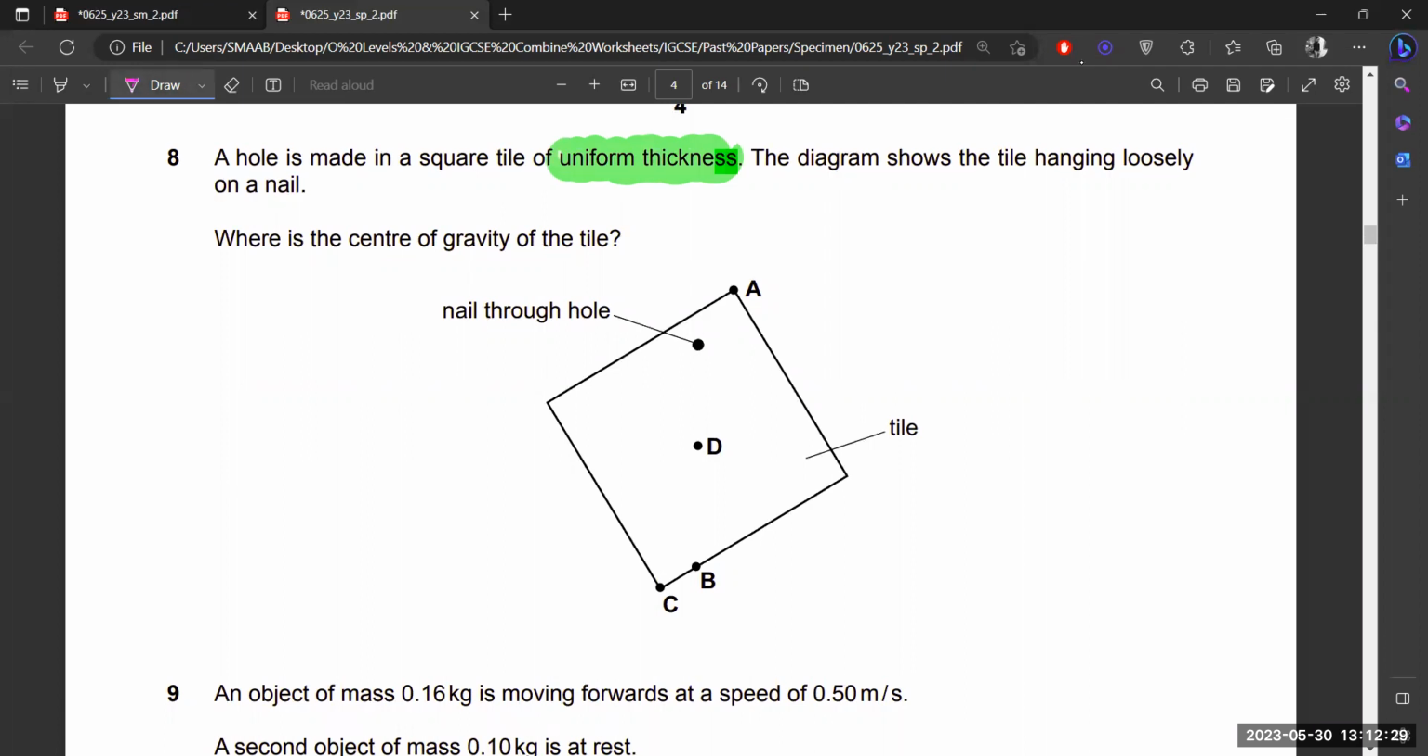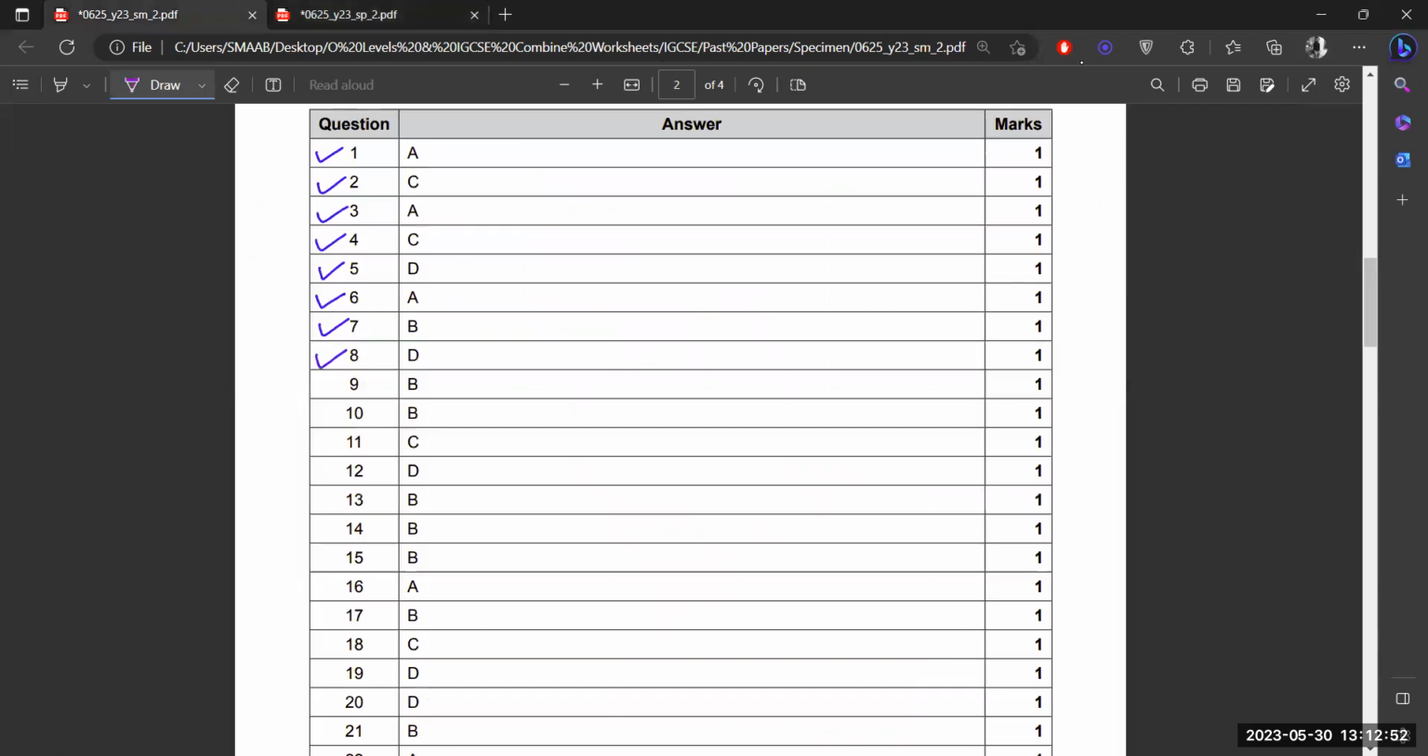So basically D is at the center point. So D will be the center of gravity of the tile because it is uniformly distributed, and we can easily draw a diagonal for a regular shape to find the center of gravity. So this is the point. So it means that it is D. D. Right.